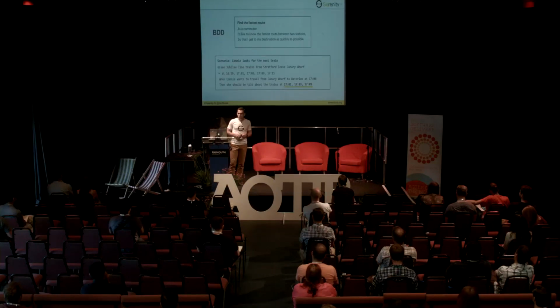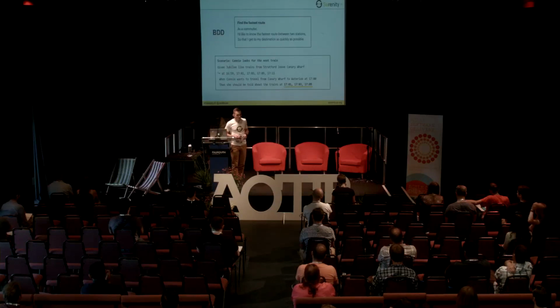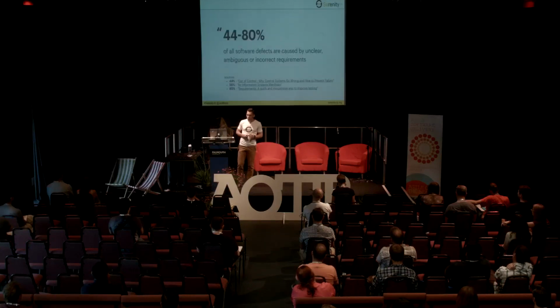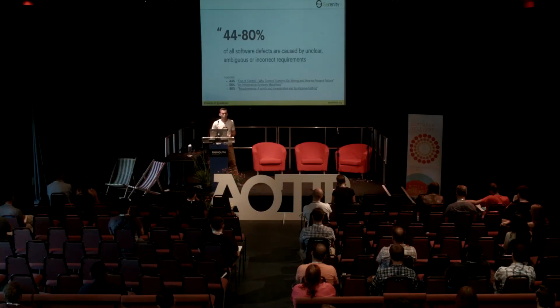And as you can see, so far, this process works pretty well. So we managed to find some ambiguities. We managed to find a better implementation of our system. We managed to capture it in a scenario. Great. And if you think about it, it's quite an important thing to do, because between 44 to 80% of all software defects are caused by unclear, ambiguous, and incorrect requirements.